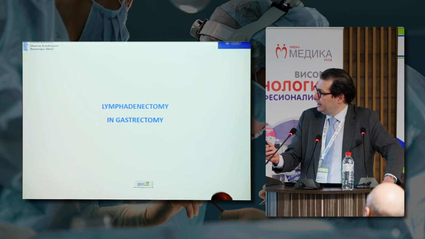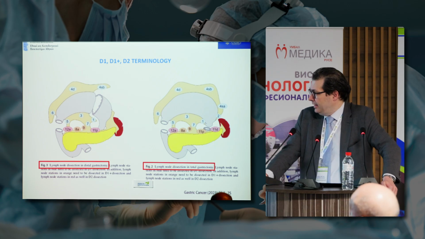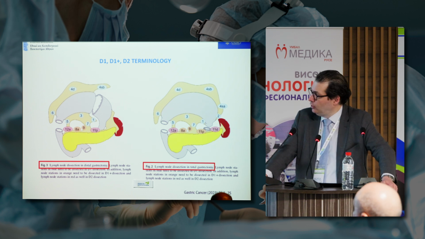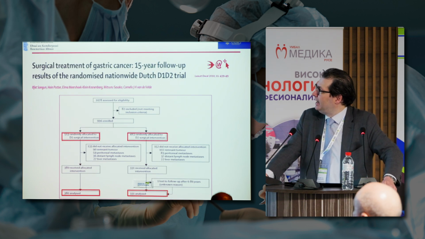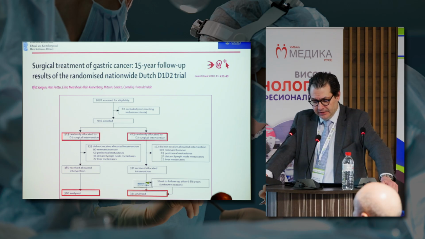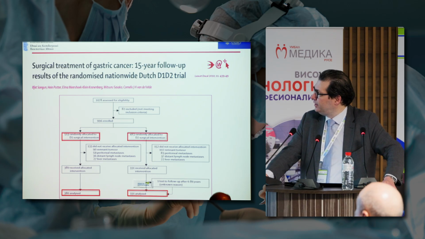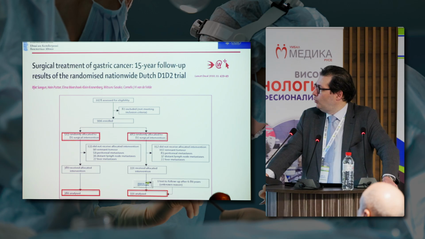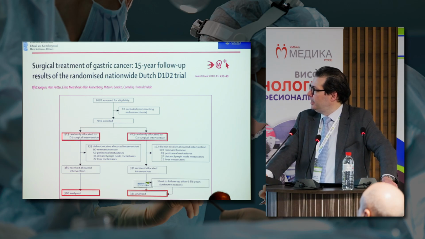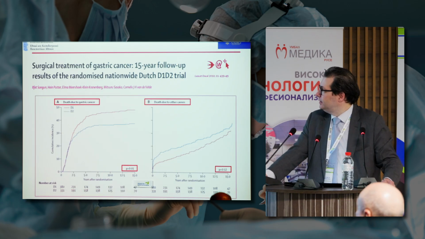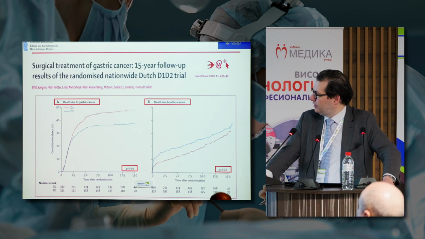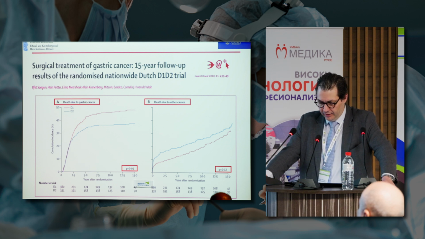What about lymphadenectomy in the cases that we offer gastrectomy? The evidence is clear here as well. This is the terminology of D1, D1 plus, and D2 lymphadenectomy. This is a landmark study. This is a Dutch study, an RCT that ran about 20 years ago. About 1,000 patients were randomly assigned to 2 arms. The first arm was offered the D1 lymphadenectomy, and the second arm was offered the D2 lymphadenectomy. And it seems that when we operate using the D2 lymphadenectomy, we offer better survival to our patients after gastrectomy.